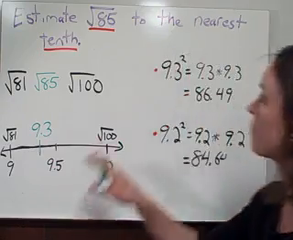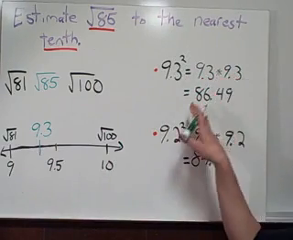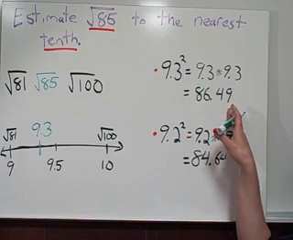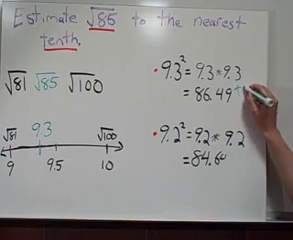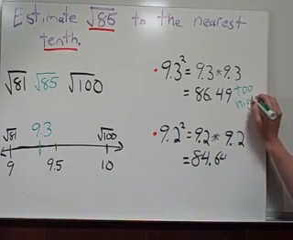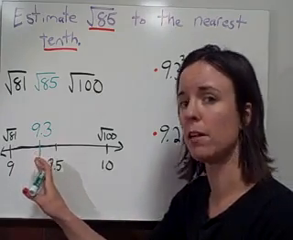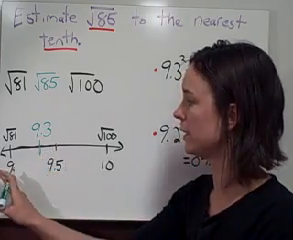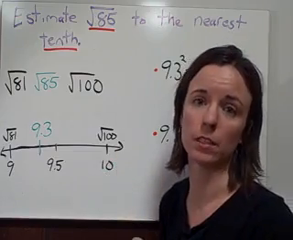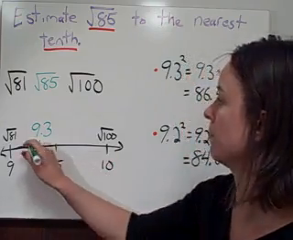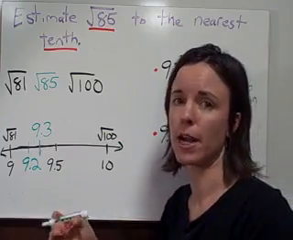So I check it. 9.3 squared, 9.3 times 9.3 gives me 86.49. That's bigger than 85. It's a little bit too high. So I go back to my number line. 9.3 is too big. I'm looking for something in between 9 and 9.3. I'm going to go just 1/10 smaller to 9.2. 9.2 is about here.